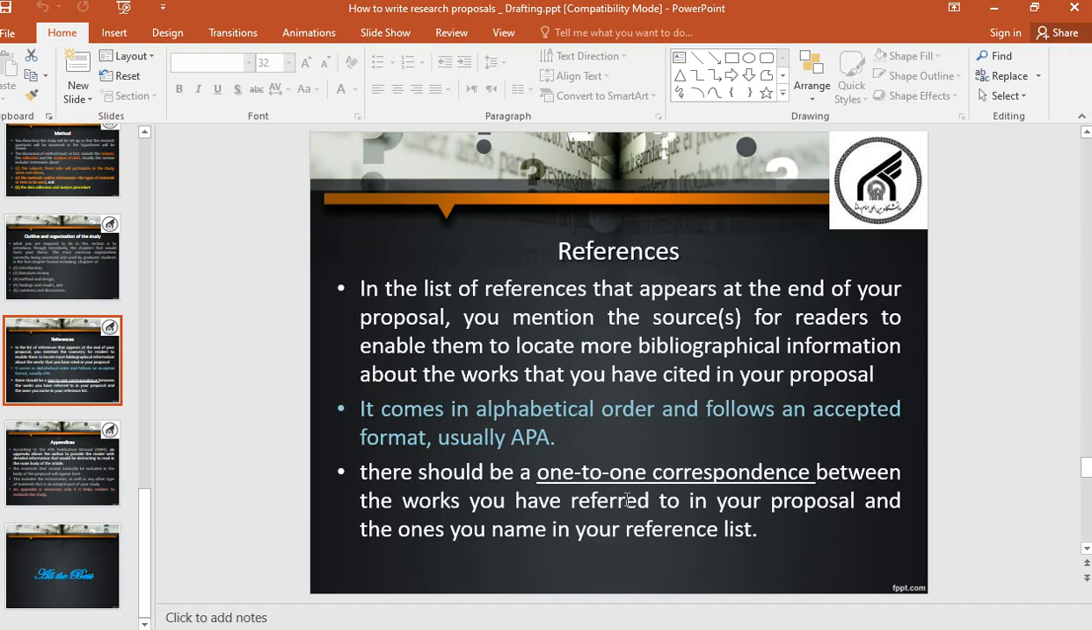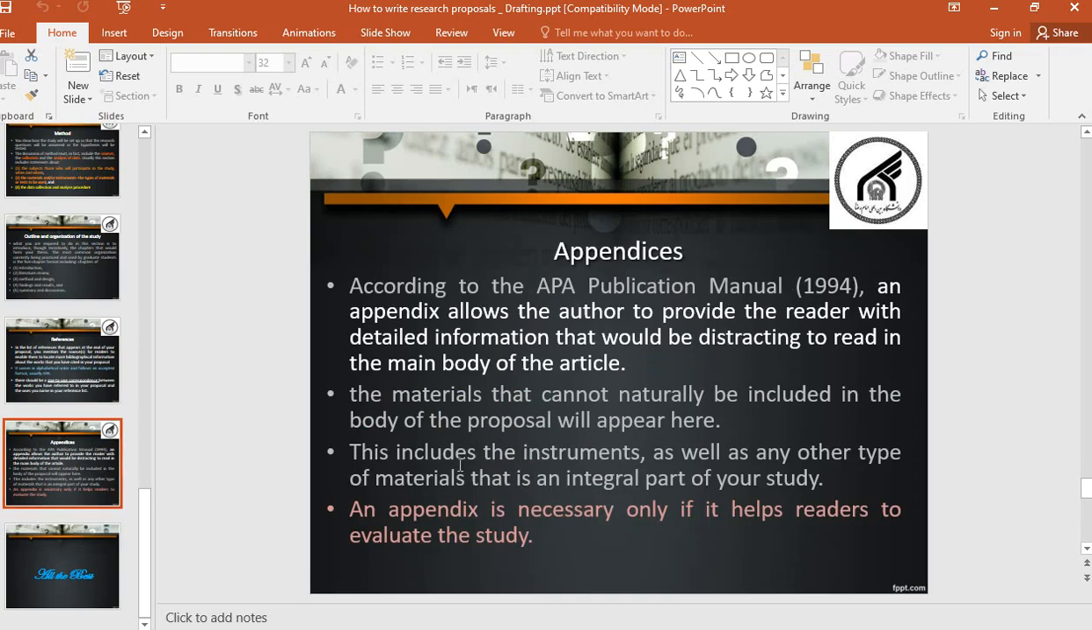There should be a one-to-one correspondence between the works you have referred to in your proposal and the ones you name in the reference list, okay? All the references that you have included inside your proposal should be presented in the reference list at the end of your proposal. This is it.